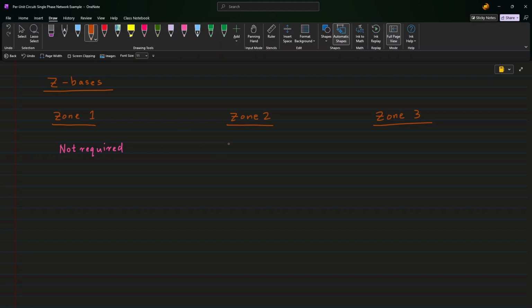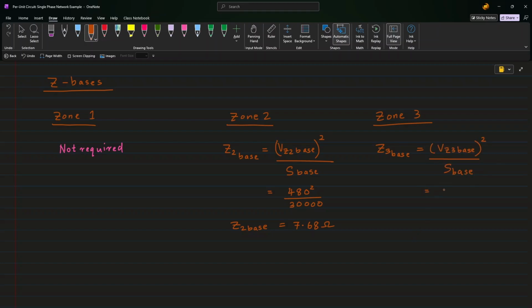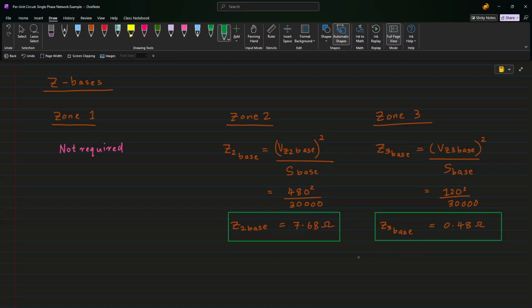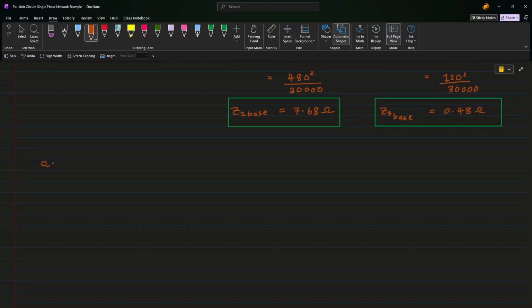Let's denote the zone 2 base impedance as Z2 base. We can find Z2 base using the base voltage of zone 2 and S base as follows. From this, we get the following Z2 base, and remember that a base value always has to be a real number. Similarly, we can also find the zone 3 base impedance Z3 base using zone 3's base voltage and S base as follows. Now as you can see, we have found the base impedances of zones 2 and 3. Using these values, we can work out the per unit impedances.